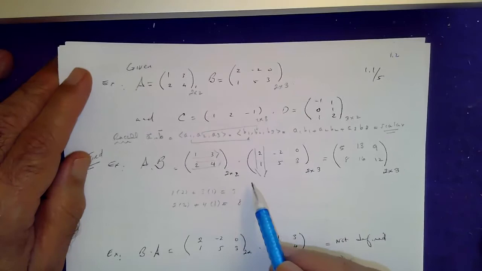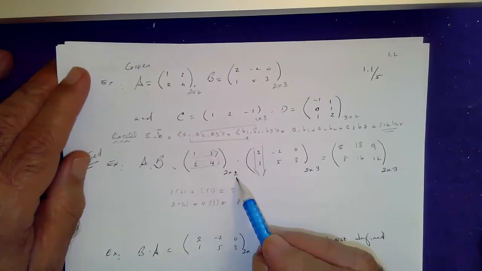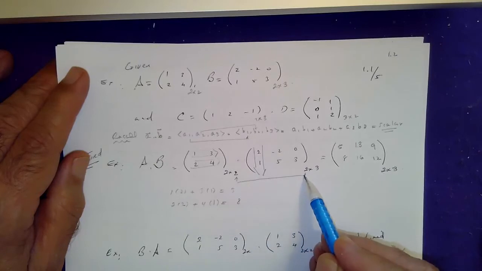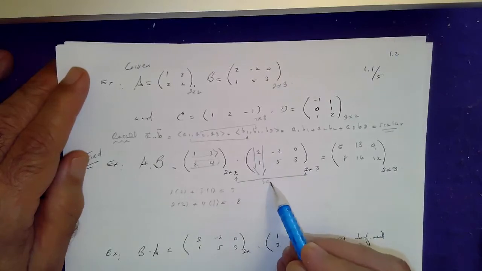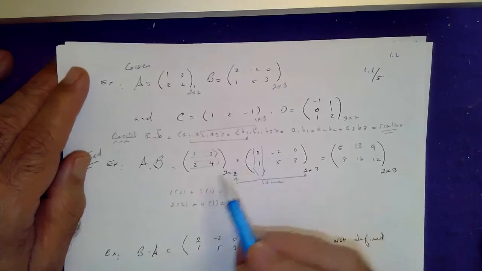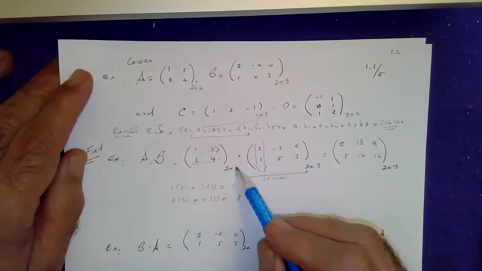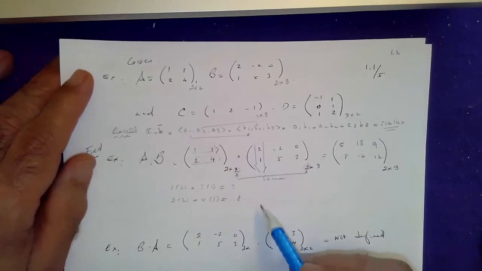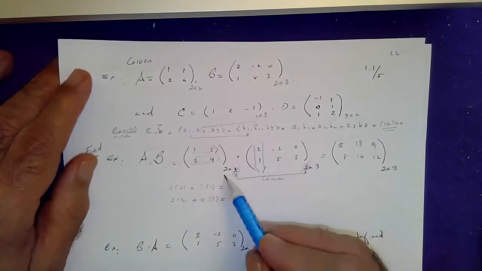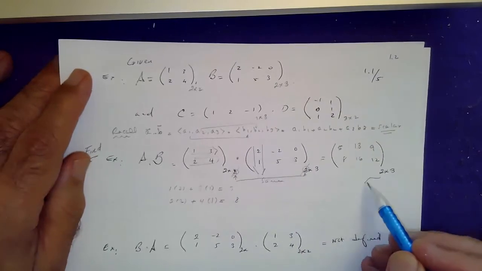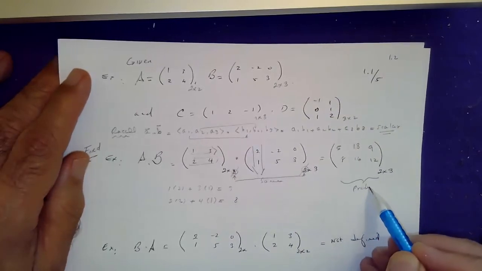To begin with, make sure the number of columns in the first matrix matches the number of rows in the second matrix. Otherwise, the multiplication is not defined. In this case, these numbers match. So if I cancel these, what's left is 2 by 3, which is the size of my product. So this is my product.